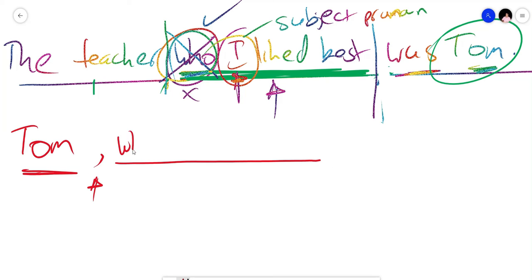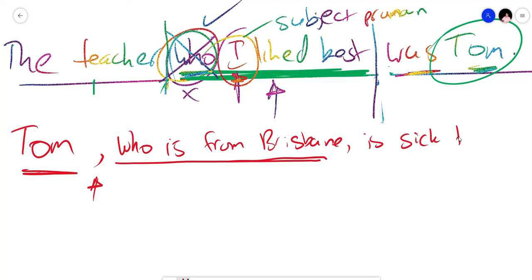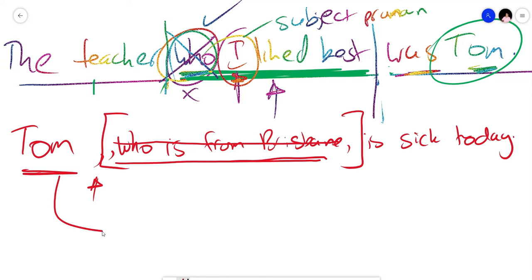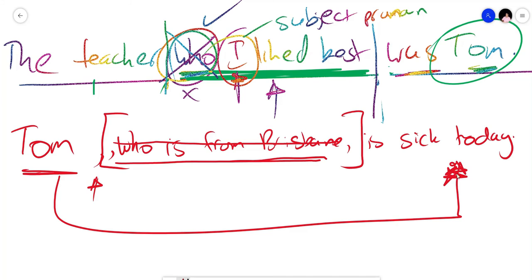So Tom, who is from Brisbane, so Tom's from Brisbane originally, I know that. Tom, who is from Brisbane, is sick today. So this particular clause here is not essential to the overall meaning of the sentence. In fact, if I were to delete it, you could still understand. The sentence would still kind of make sense. Tom is sick today. Tom's sick today. So the overall meaning of the sentence remains.